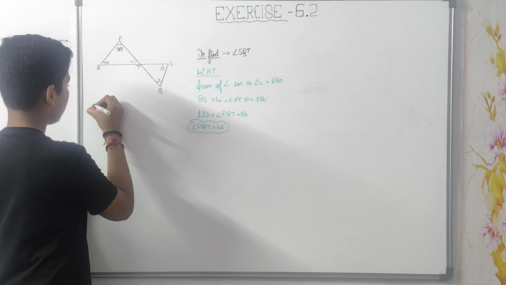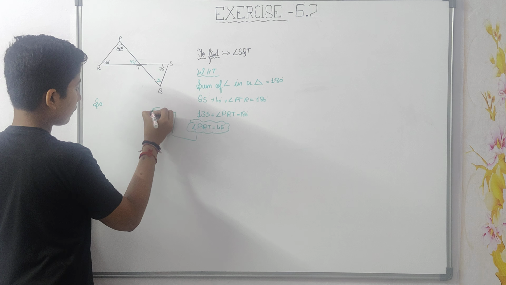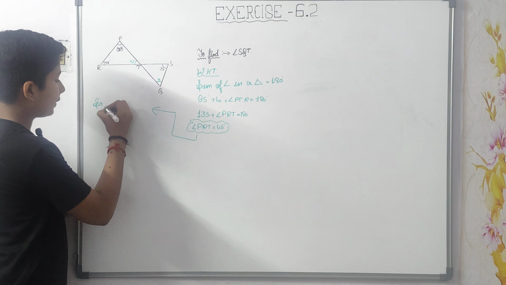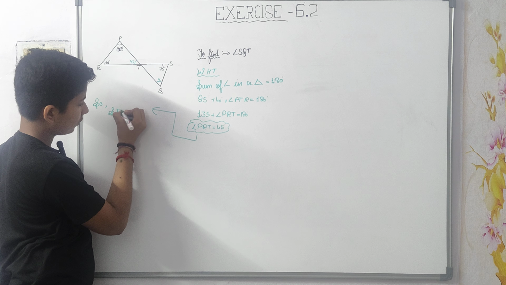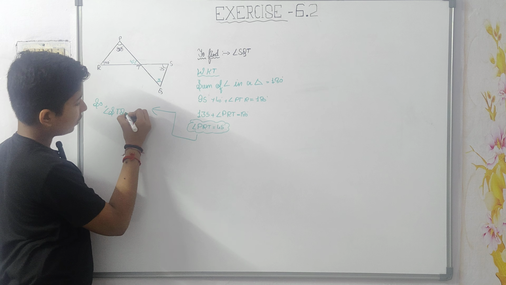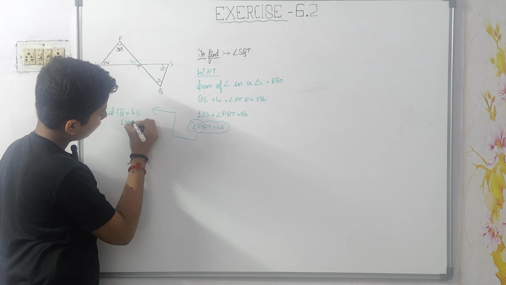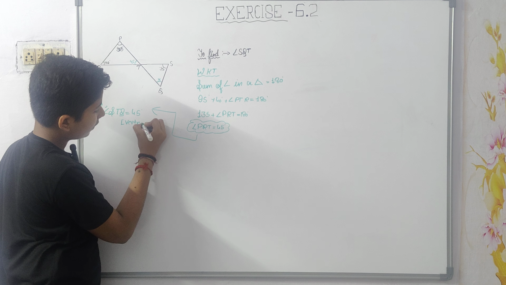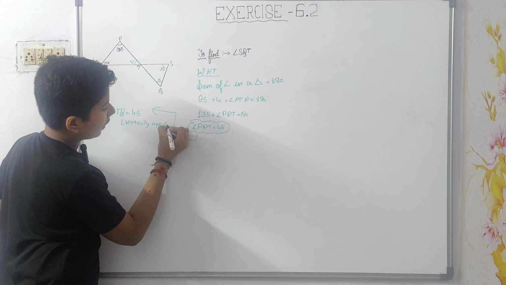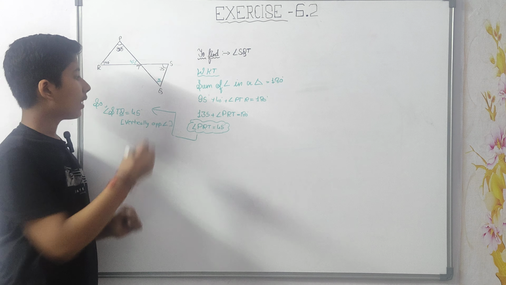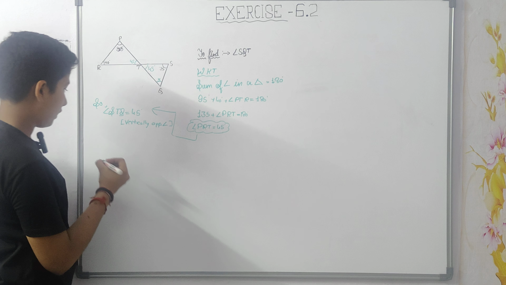So here we'll write angle STQ equals 45 degrees, and in brackets, vertically opposite angles. So this will be 45 degrees.